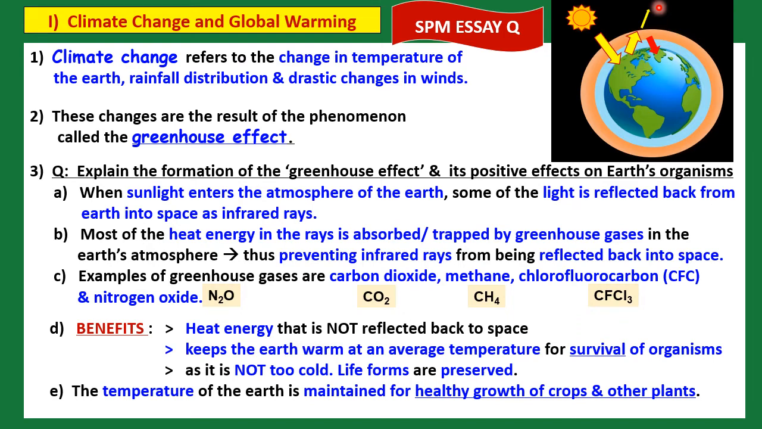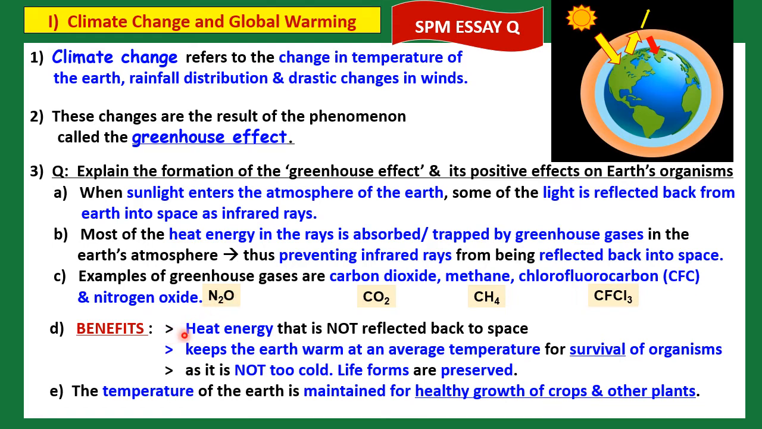Examples of greenhouse gases are carbon dioxide, methane, chlorofluorocarbon, and nitrogen oxide. So these are the formulas for them. Methane is CH4, chlorofluorocarbon is CFCl3. Nitrogen oxide is actually nitrous oxide, but the textbook uses the term nitrogen oxide. So we will use this term too, because when the examiner marks, they're going to refer to the textbook usually. So nitrogen oxide, but actually the formula is N2O, which is nitrous oxide. That's just for your understanding.